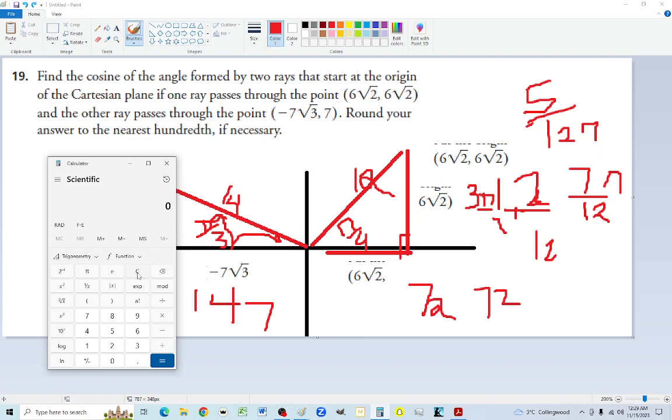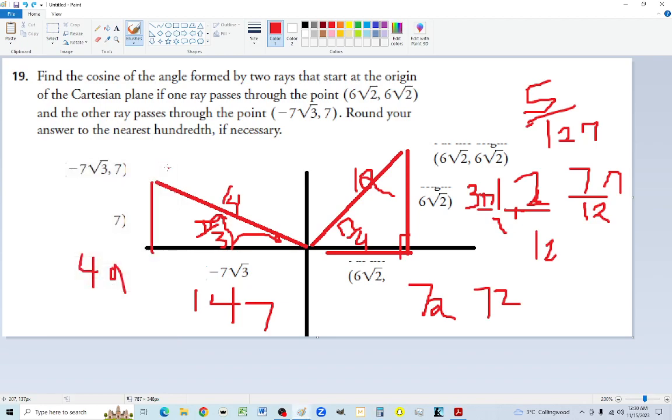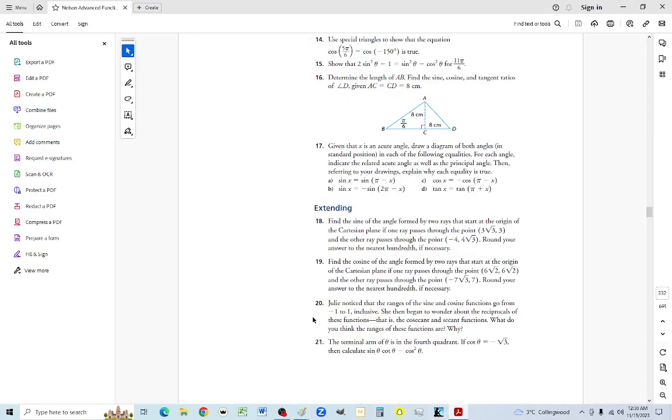3 and 4, 7 over 12. That leaves 5 over 12. 5 divided by 12 times pi. And we'll take the cosine of it. Yeah, for some reason that's coming out as positive. Doesn't matter. So that means that angle there is 5 over 12 pi, or 105 degrees. And then you take the cosine of it to get to the nearest hundredth. All right. At least I think that's what they're going for.